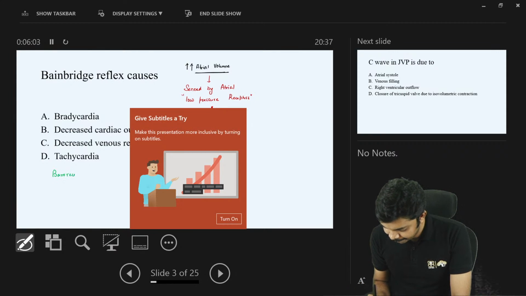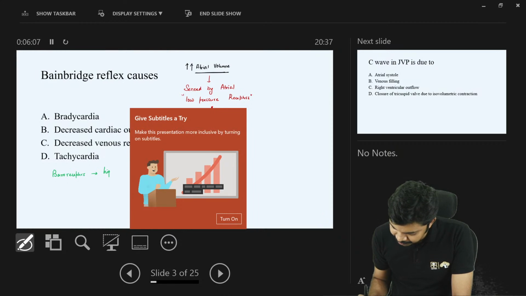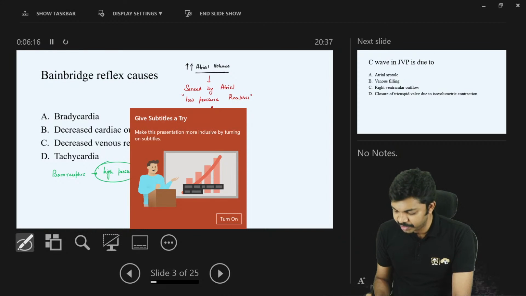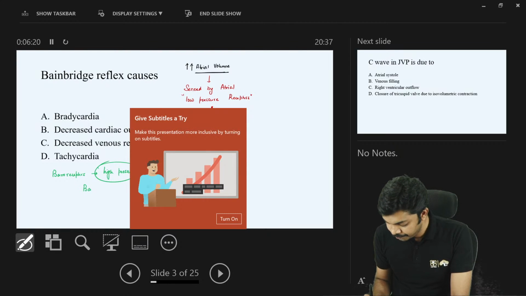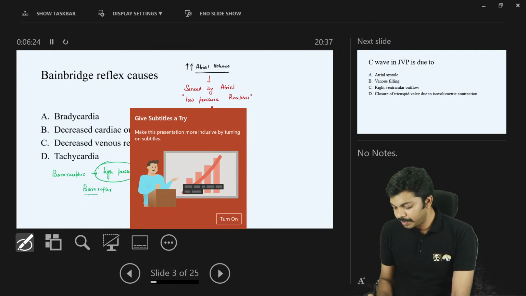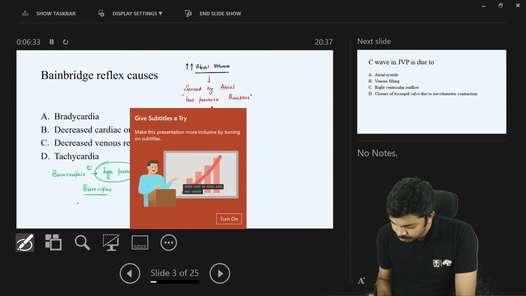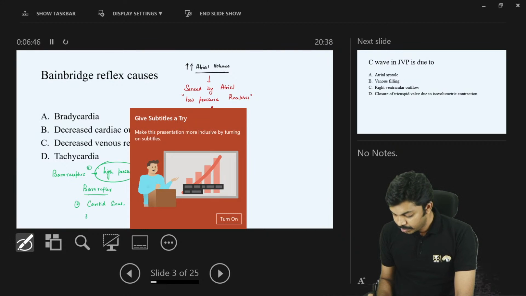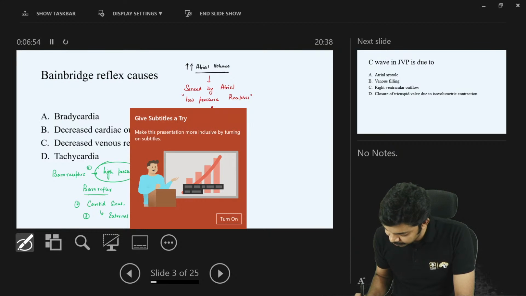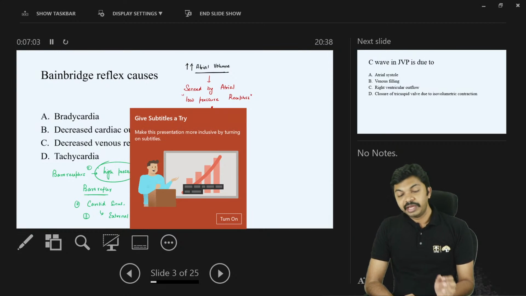baroreceptors are high pressure receptors, and these high pressure baroreceptors are involved in a very separate reflex called baroreflex. Baroreceptors are involved in baroreflex. It has got nothing to do with Bainbridge reflex. Point number 1. Point number 2, baroreceptors are located in carotid sinus as well as aortic arch. Point number 3, carotid sinus is located in the external carotid artery, not in the internal. These are the first 3 ancillary points you got to know in baroreceptors.